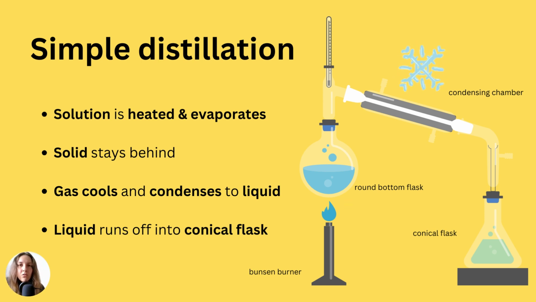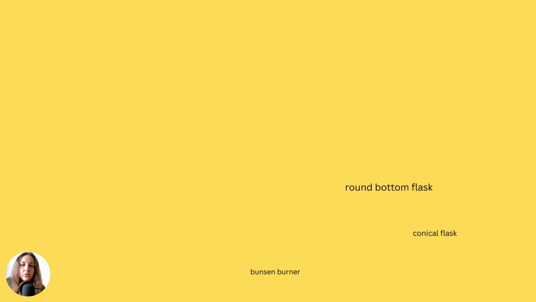So we heat up the salt water in the round bottom flask using a Bunsen burner. The liquid will become a gas as it has been heated to a high temperature. What then happens is that gas will be cooled down in a condensing chamber, and that cooled gas we say that it condenses into a liquid. That liquid runs off into a conical flask, and within that conical flask, you will find a pure solution, a pure substance.